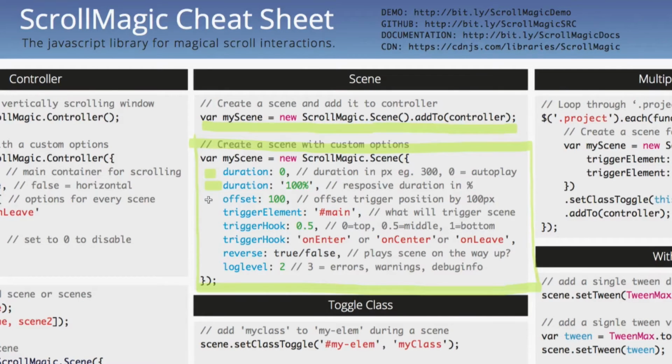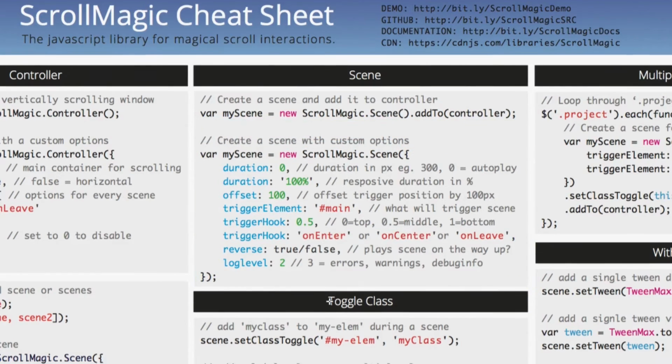inside of the quotes. Then we're defining offset, trigger element, trigger hook 0.5, which is a number between 0 and 1, and trigger hook using the keywords onEnter, onCenter, and onLeave. Then we're changing the reverse between true and false, and again, we're defining the log levels. Okay, so these are all the options for your ScrollMagic scene.